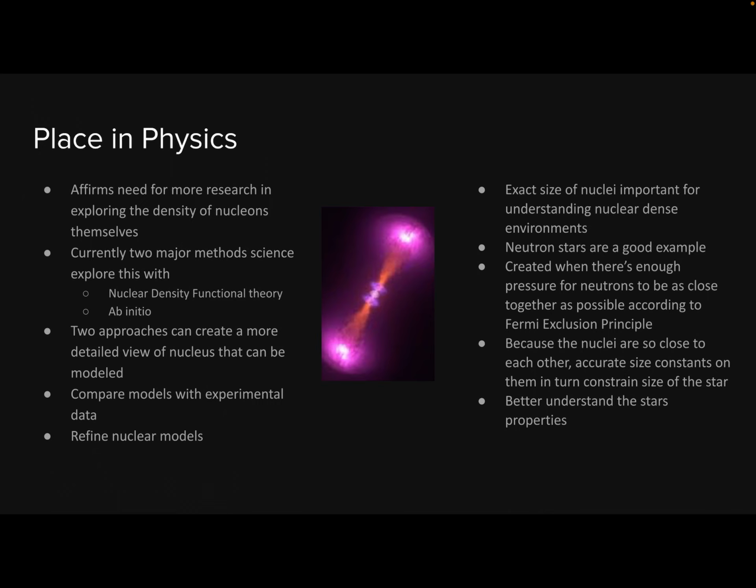Another place where this is really relevant is in astronomy and with neutron stars, because the exact size of the nuclei is normally not important in our everyday lives, but it is really important in nuclear dense environments such as neutron stars. These are created when there's enough pressure for neutrons to be as close together as possible, because the force of gravity crushes a star, and the neutrons are as close together as they possibly can be according to the laws of physics. And because the nuclei are so close to each other, accurate size constraints on them in turn constrain the size of the star, and can be better used to understand the properties of neutron stars, and therefore physics at this extreme level.